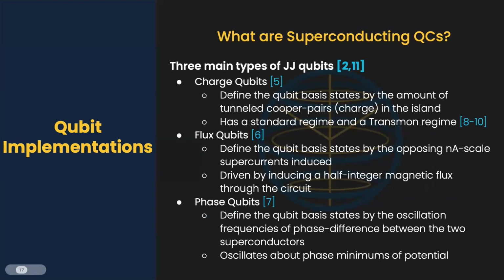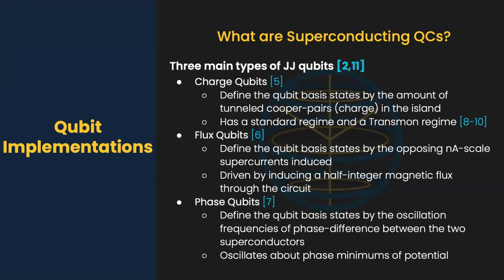Okay, so there are three main types of Josephson junction qubits: the charge qubit, the flux qubit, and the phase qubit. The charge qubit defines the qubit basis states by the amount of tunneled Cooper pairs in the island. After this slide, I'll show images of the circuit diagrams of each of these, and it'll make a little more sense. But so the charge qubit defines the basis states by the amount of charge.